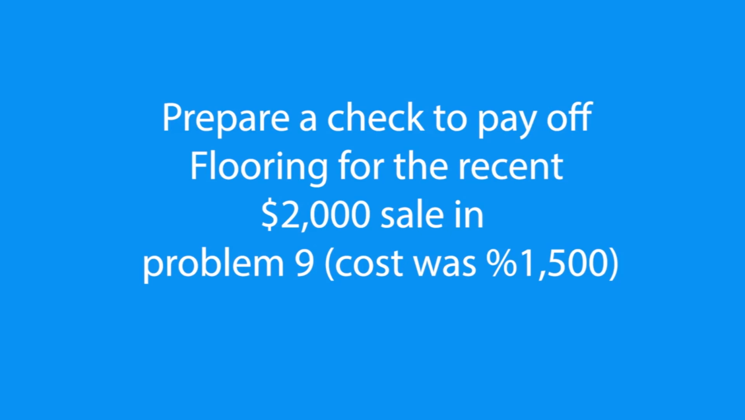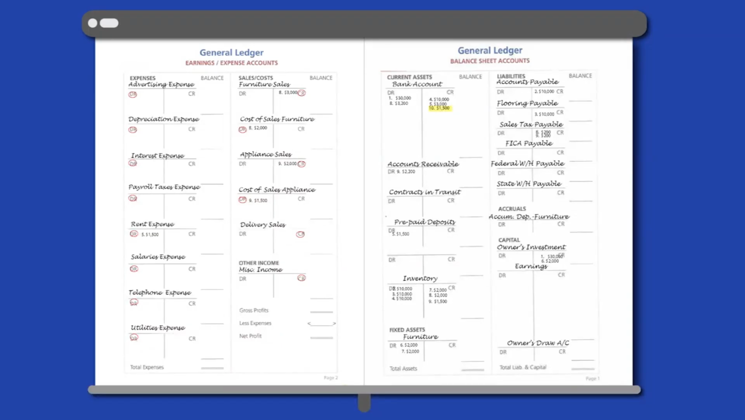Okay, Dixie, what'd you do? Credit the bank account $1,500. And then debit for your bill. Very good. Number 10: credit the bank account $1,500. Debit flooring payable $1,500. Thank you.